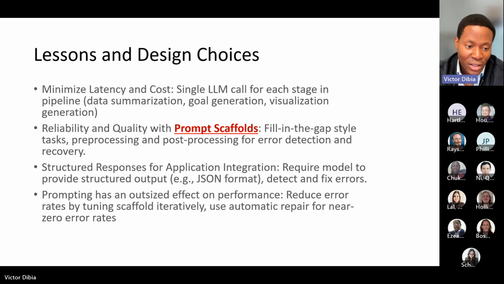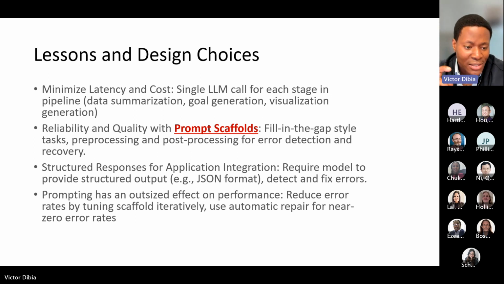The second important thing is the use of code scaffolds, or prompt scaffolds. Do not ask the model to generate visualizations or anything else freeform. The prompt is your opportunity to bake in domain expertise and your knowledge of the problem space, and in this case it improves reliability. The third thing is that in many cases you want the model to return a structured output format, for example JSON. The reason is that you can use that to detect errors and implement error recovery mechanisms.